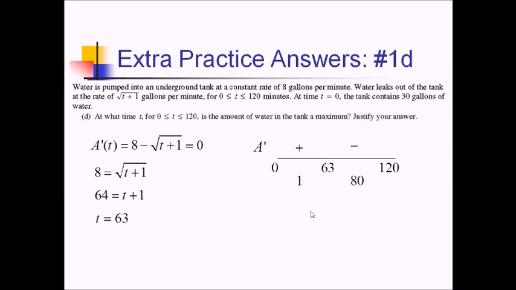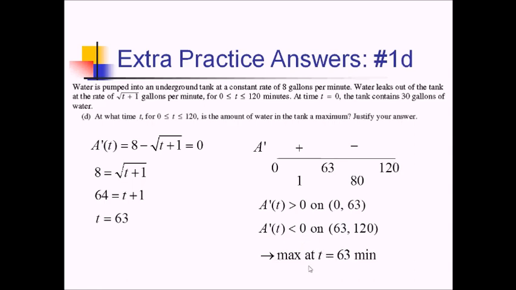So since I am changing from positive to negative here, since A prime is greater than 0 from 0 to 63, and A prime is less than 0 from 63 to 120, that means that we have a local max, and since it's the only critical value, it must also be an absolute max. Another way to think about it, if your amount of water is increasing until you get to 63 minutes, and then is decreasing after that, the only conclusion here is that you have a max at 63 minutes.